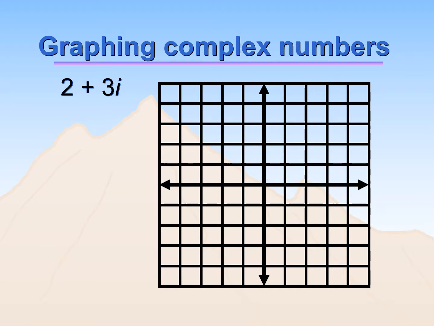We want to graph the complex number 2 plus 3i. So the real part is 2, which means we're going to go horizontally 2. And your imaginary part is 3, which means we're going to go vertically 3, putting our complex number right here.